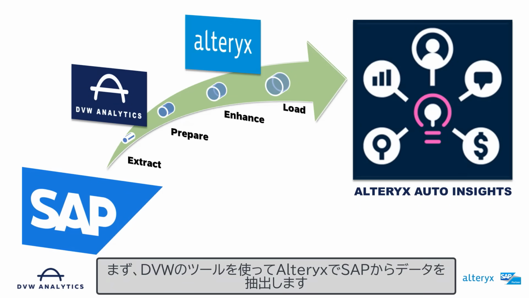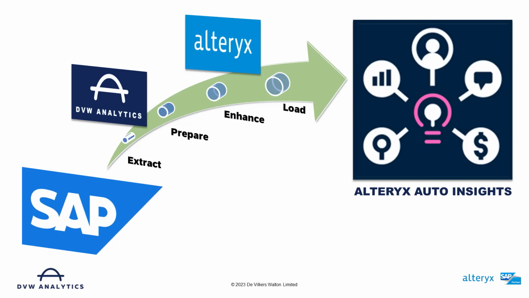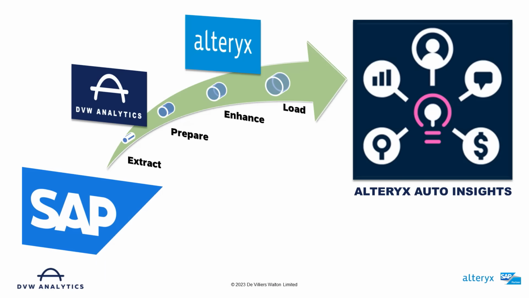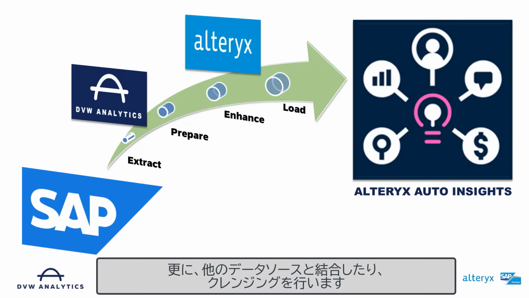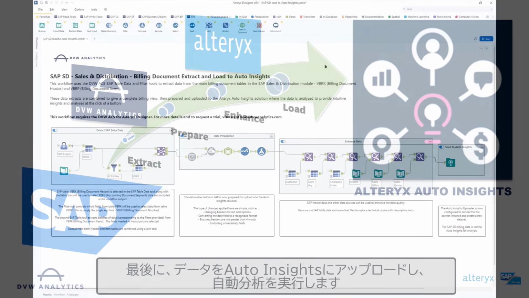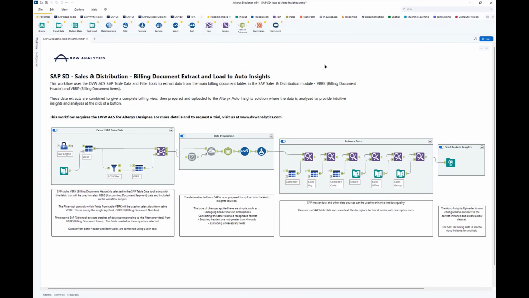Firstly, we use the DVW Analytics tools in Alteryx to extract data from SAP. Next, we prepare that data so it's ready for ingestion into the Auto Insights solution. And then we can use the power of Alteryx to bring data from other sources if necessary to enhance and cleanse that data. Finally, we load the data up into Auto Insights to let it do its magic. Here's a workflow that does exactly that.